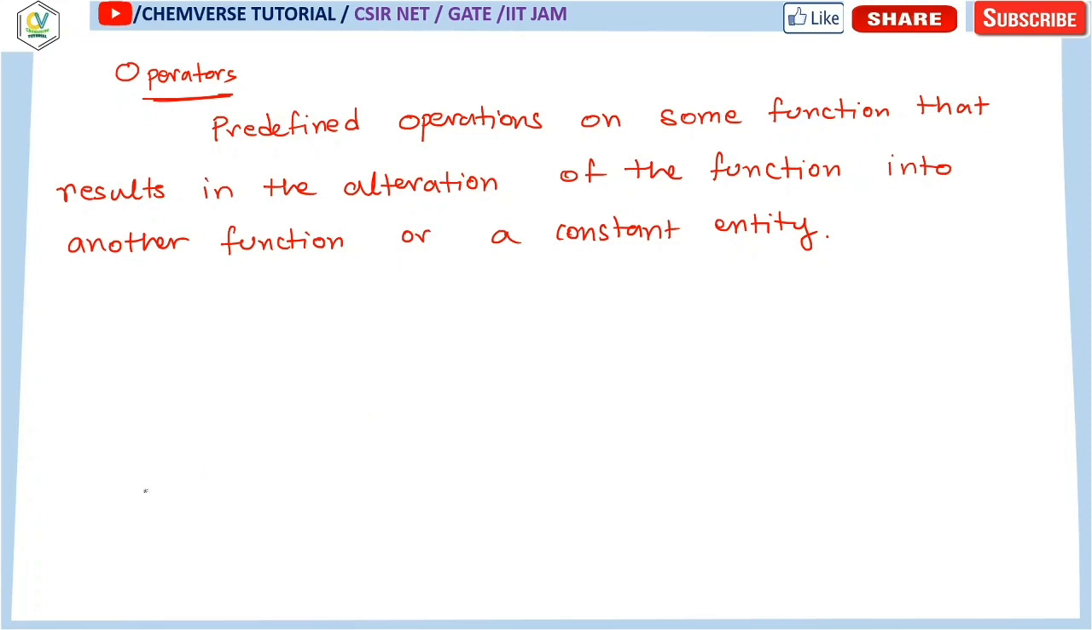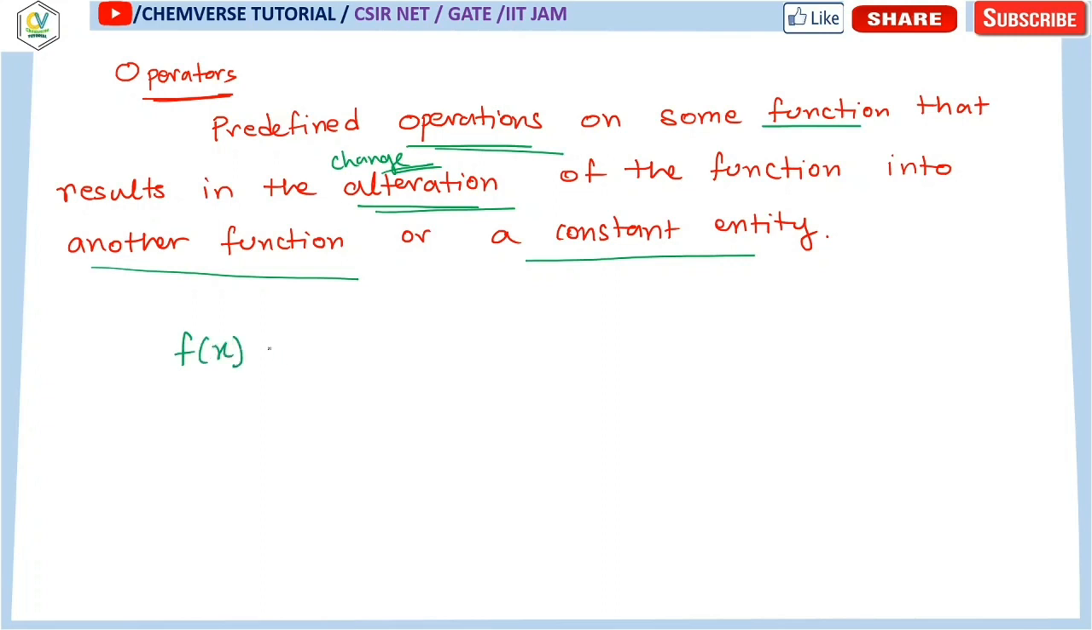It says that it is something predefined or predestined, some operation performed over some function that leads to the alteration or change in the function. This alteration means change. It changes the function into another function or a constant quantity. Clear? Suppose our function is a function of x, f(x) = 4x². Now, upon this function, we are operating the d/dx operator. It's a differential operator on the function f(x).